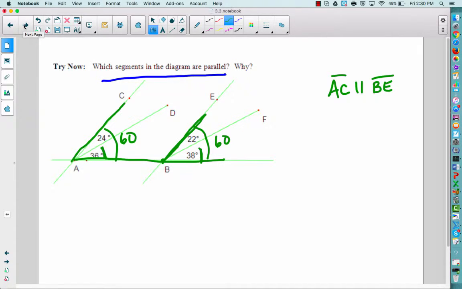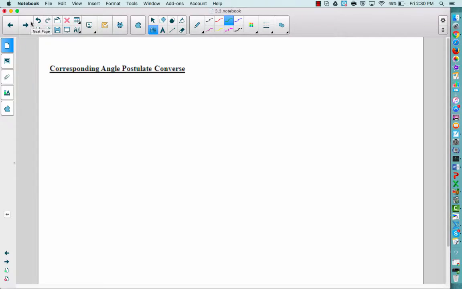Basically, what we've just done is we've proved that corresponding angles were congruent, so the lines were parallel. That is a postulate. That is the corresponding angle postulate converse. I call it CAP converse.